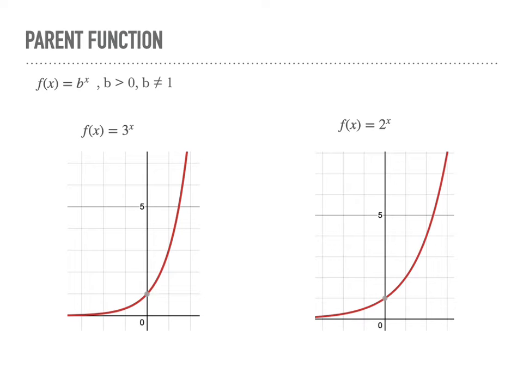Now, the important part is that there are many types of parent functions, not just one parent function. For instance, a possible parent function of an exponential function could be f of x equals 3 to the power of x, or f of x equals 2 to the power of x, and there are the corresponding graphs.